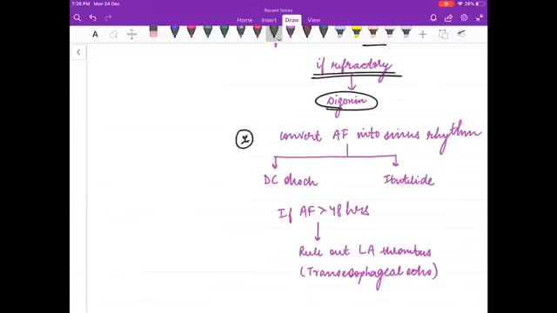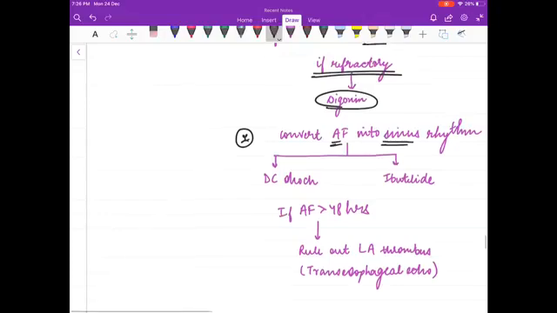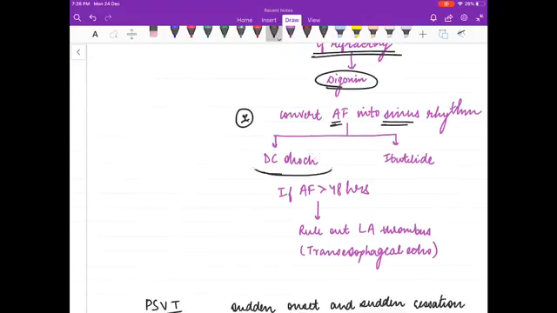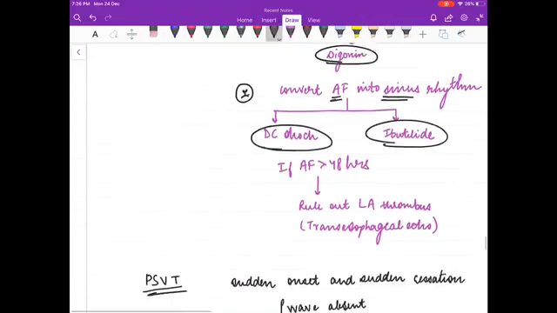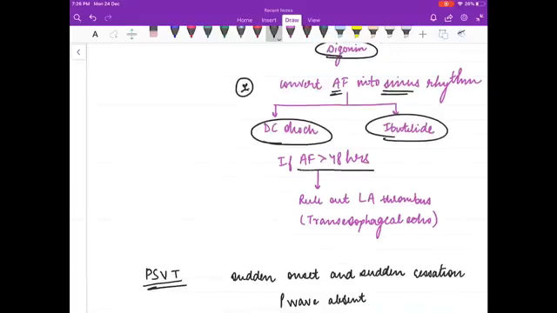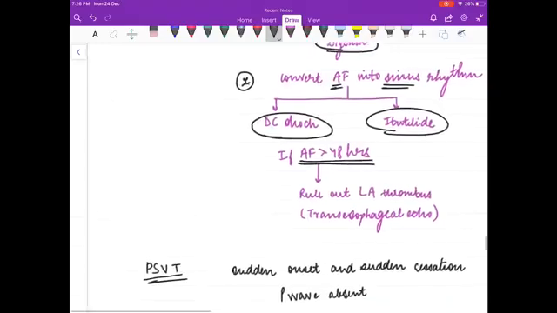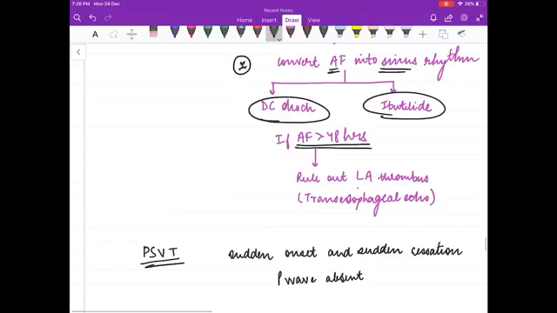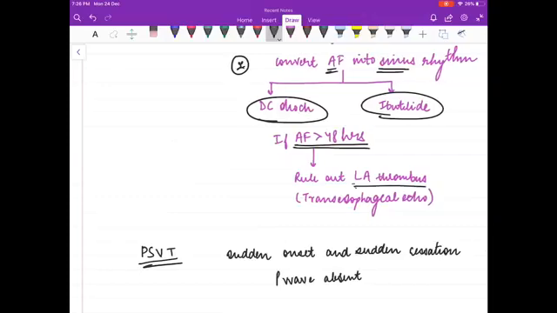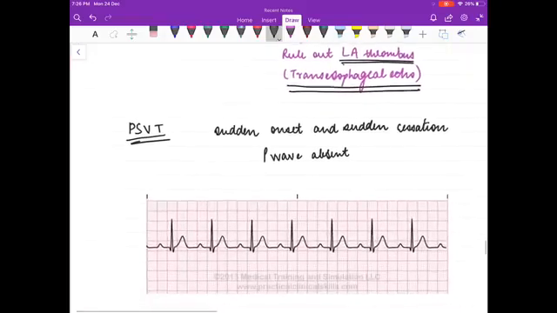Now you have prevented the tachyarrhythmia, but you have to convert atrial fibrillation into sinus rhythm. So for that, either you will give DC shock or ibutilide. But if atrial fibrillation is for more than 48 hours, then there is a chance of left atrial thrombus. So first you will rule out left atrial thrombus through transesophageal echo.